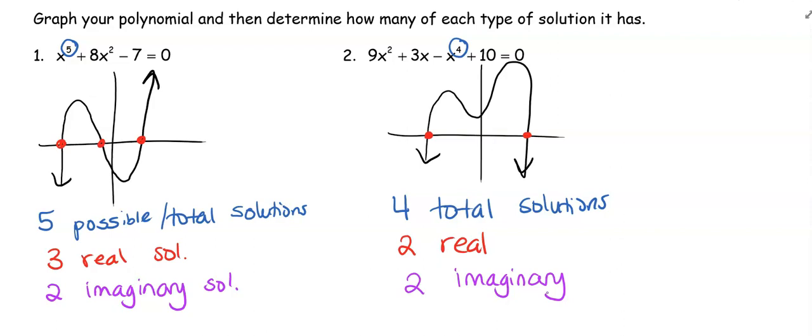Imaginary solutions always come in pairs. So I can't have 1 imaginary or 3 imaginary. If you end up with an odd number, most likely you forgot about the double root counting as 2. Okay, that is all for the fundamental theorem of algebra.